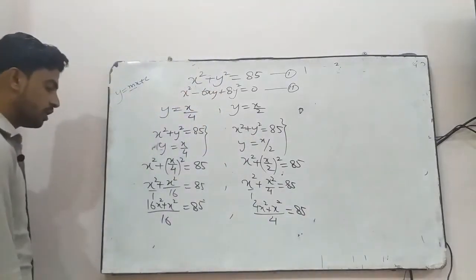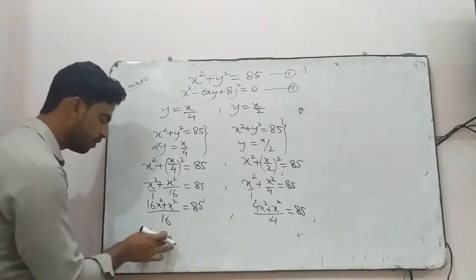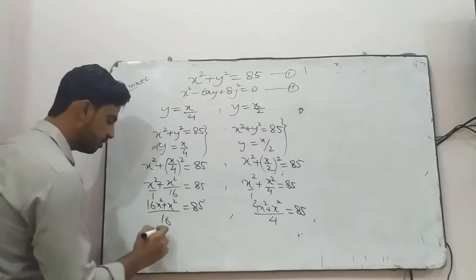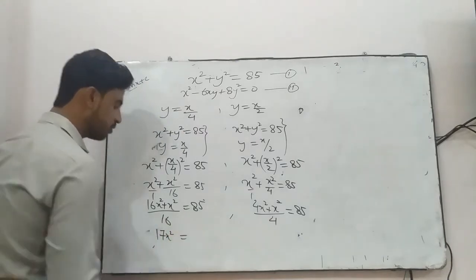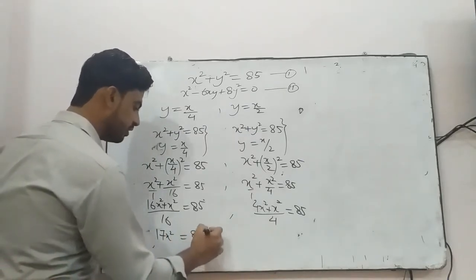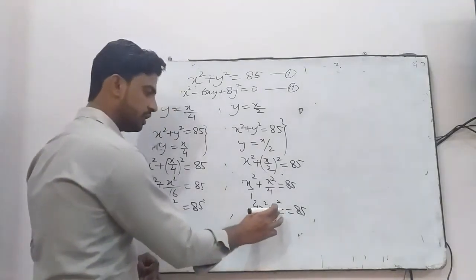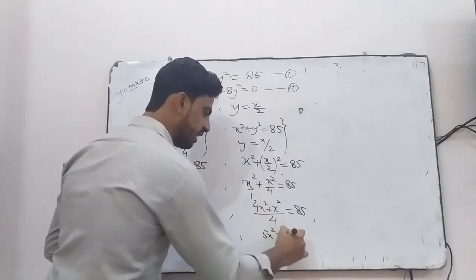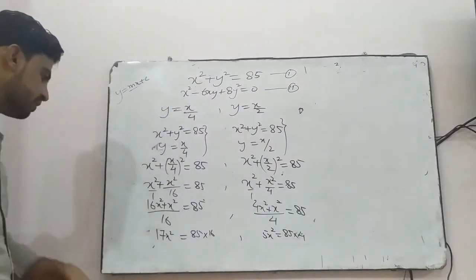Now add them and multiply the 16 on the other side, because it divides on the other side of the equation. So 16 plus 1 is 17, so 17x² is equal to 85 into 16. Now here it should be the 5x²: 85 into 4. Now just try to simplify it.